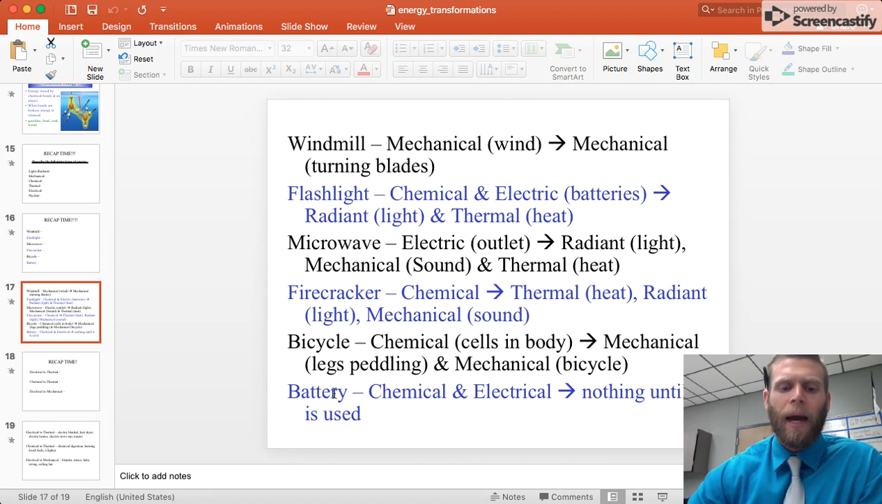And then finally, the battery is chemical and electrical, and it says nothing until it is used, because remember, it would be potential energy. Batteries are a form of potential energy until it's actually used. So if it was used in the flashlight, then it would transform into the next type of energy.